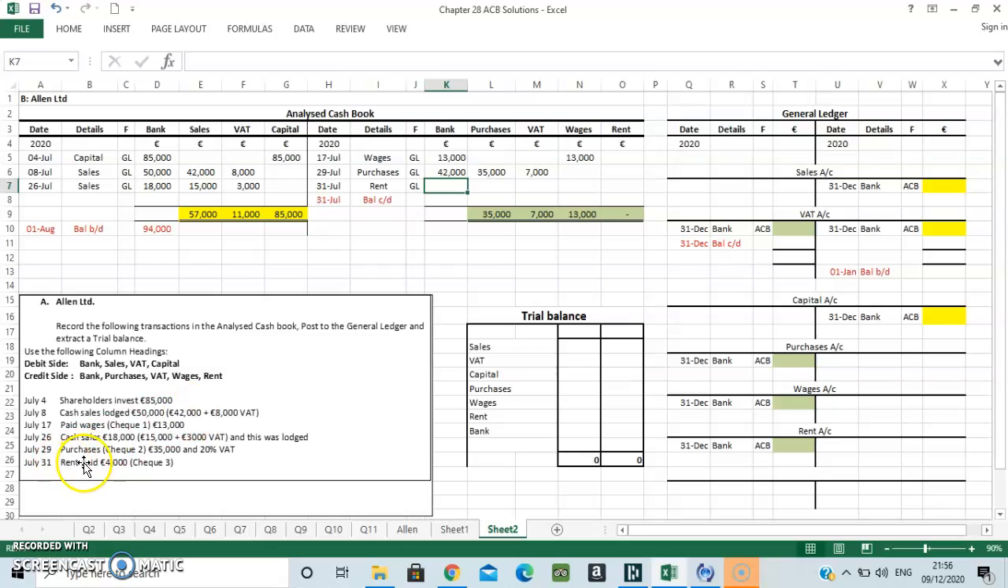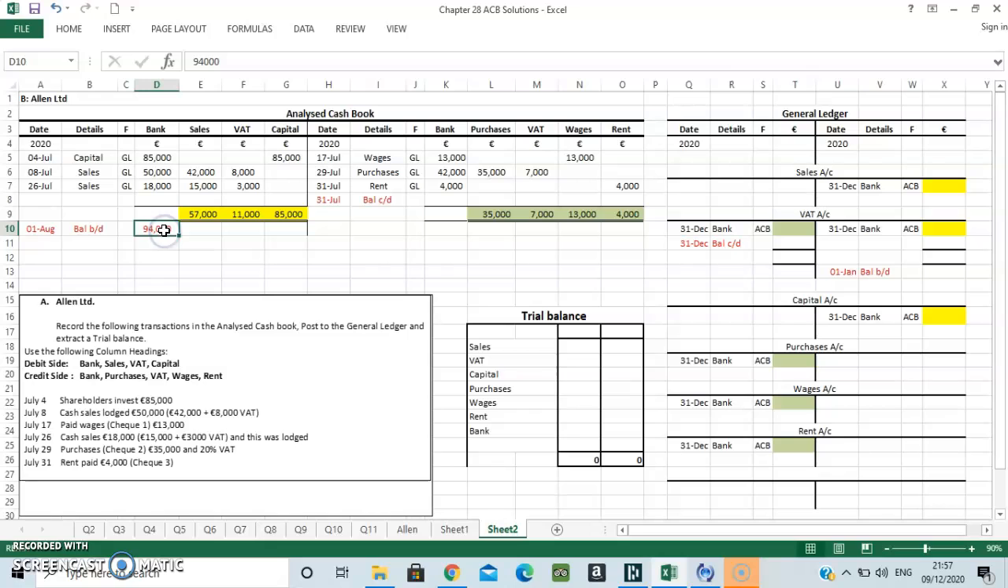And then finally on the last day of the month we pay rent of 4,000 euro. So we put that into our pre-prepared 4,000 euro, and we put that also in the rent column, 4,000. Of course, when you're doing the question, you'll have to put in the dates and the details and the general ledger as the folio and the numbers as I have done there.